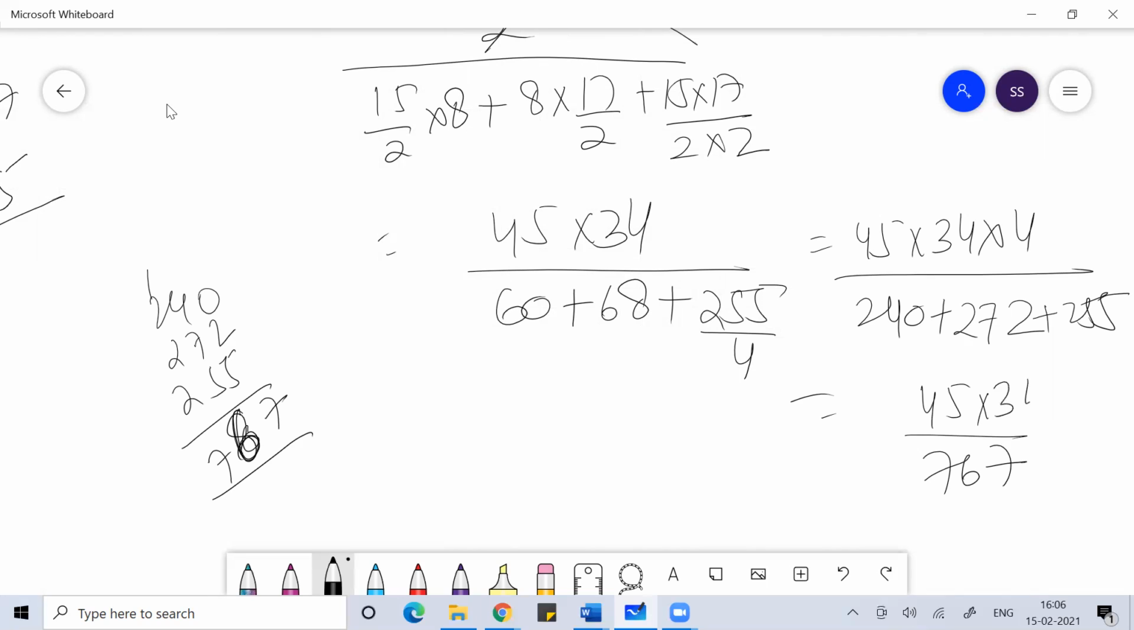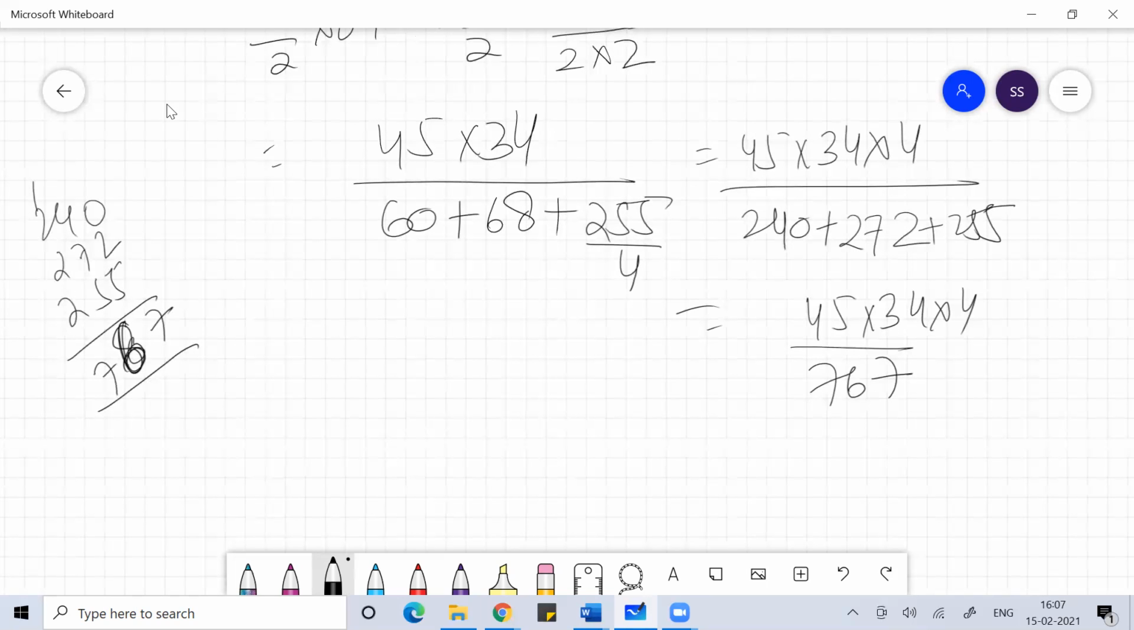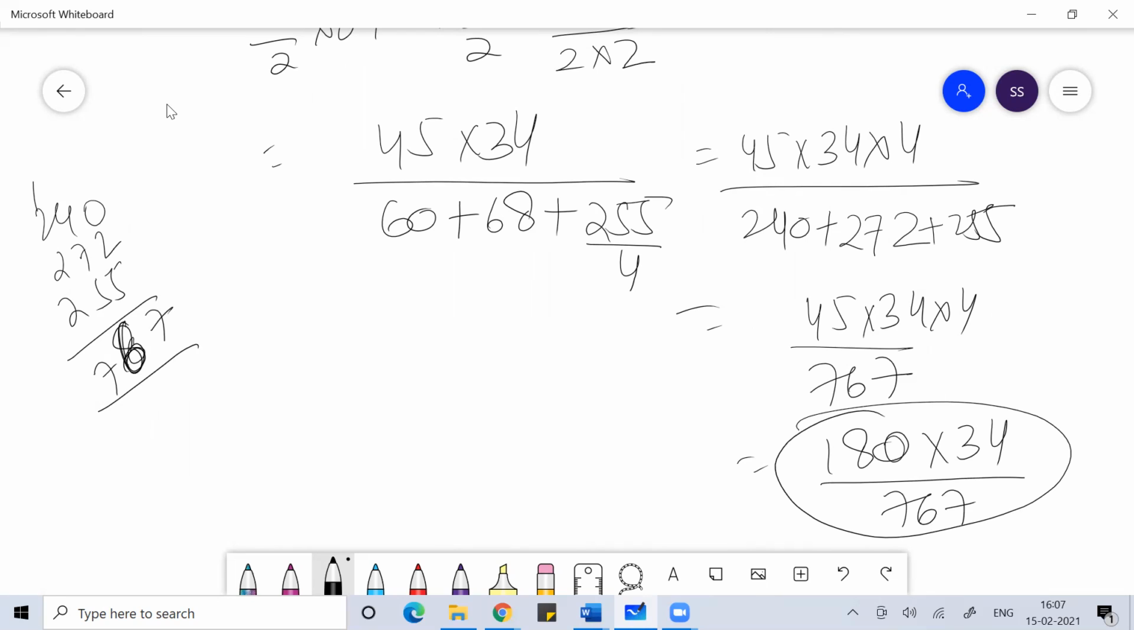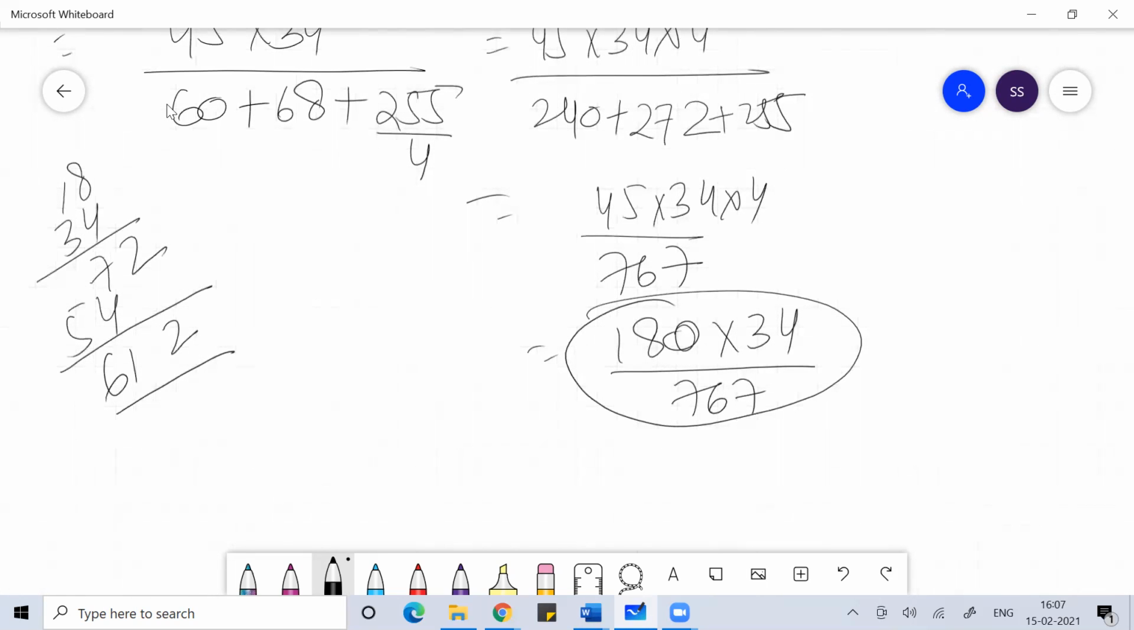45 into 34 into 4. 45 into 4 is 180. 180 into 34 divided by 767. So you do this, you'll get the answer. You need to solve it. The calculation is a little bit lengthy to be done. So 18 into 34, 18 fours are 72, this is 54, 612, this is 6120 divided by 767.